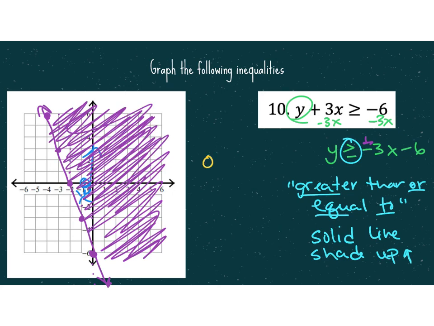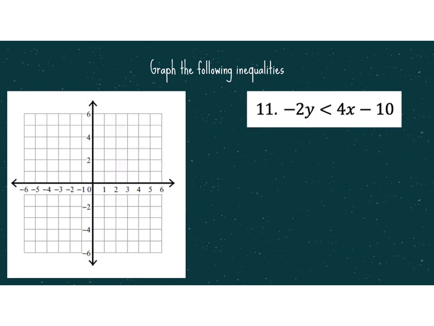I'd have 0 is greater than or equal to -3 times 0 minus 6. -3 times 0 goes away. That 0 is greater than or equal to -6, and that is true. So my 0, 0 right here should be in the purple region, and it is. So my test point worked, so I shade in that direction.